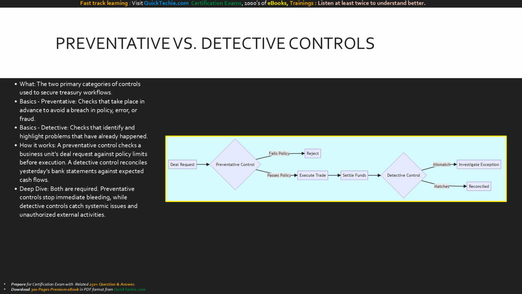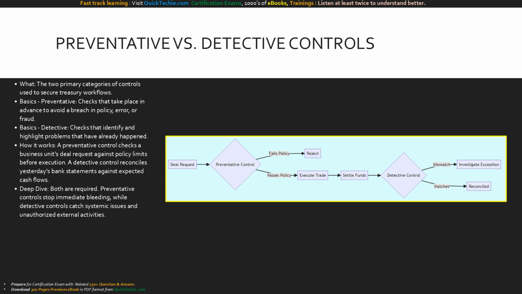Let's trace the life cycle of a transaction through our control gates. On the left, a deal request is submitted. It immediately hits the diamond, the preventative control. If it fails policy, it takes the top path and is outright rejected. If it passes, we execute the trade and settle the funds.